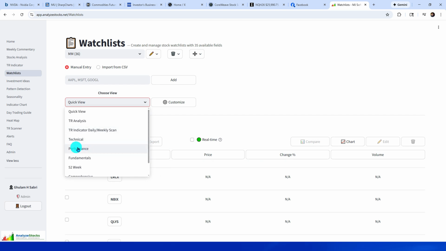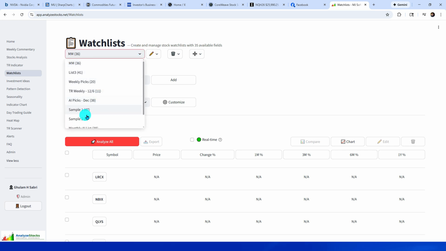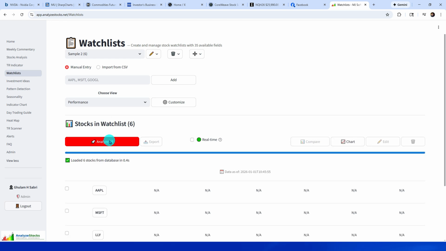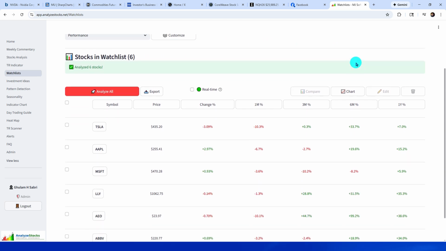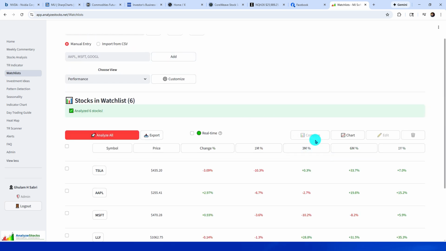For example, we want to see the performance view of this particular sample list, which has 6 stocks. So it's going to pull the data, and here it is. These are the 6 stocks, and according to this view, these were the fields chosen.